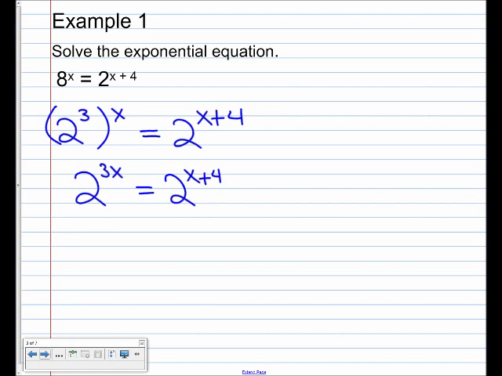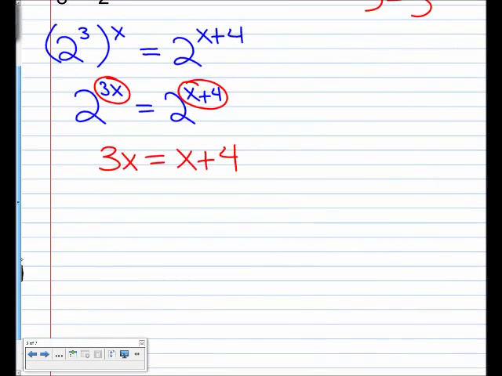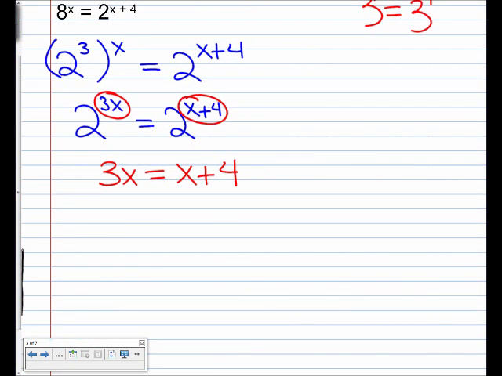Now, you have to understand that if I have the same base, and this is x and this is 4, what must x be to make this true? It has to be the same. So do I care about these bases? No. Once you have the same base, you're going to drop the base. All I care about are the exponents. So I'm going to write 3x equals x plus 4. Notice what's gone. The bases of 2. We dropped them.